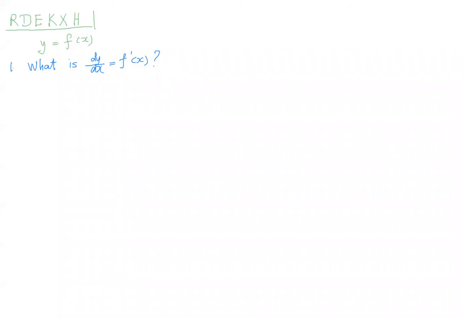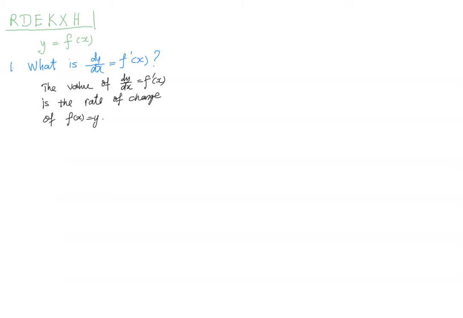Average rate of change. So we will say the value of dy dx or f prime x is the rate of change of fx or y, correct?